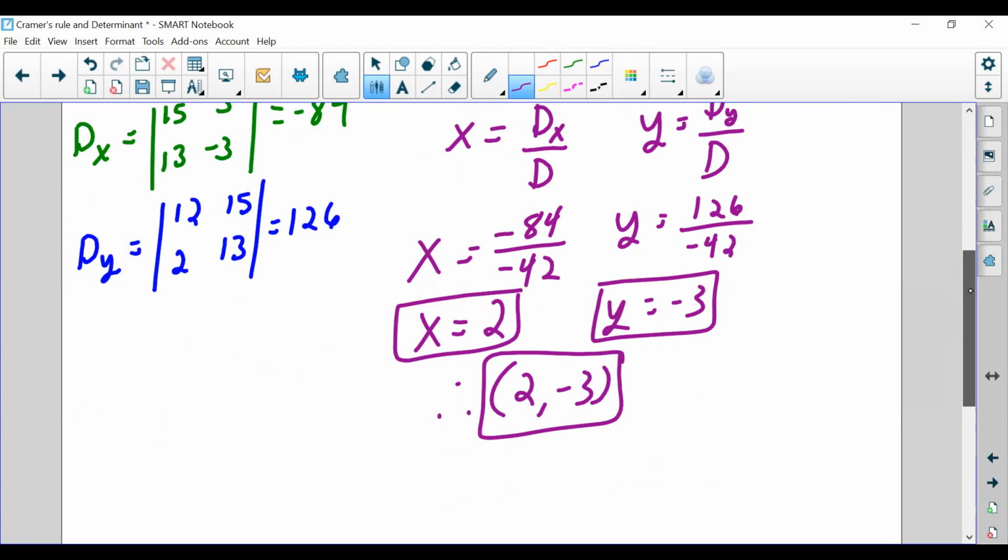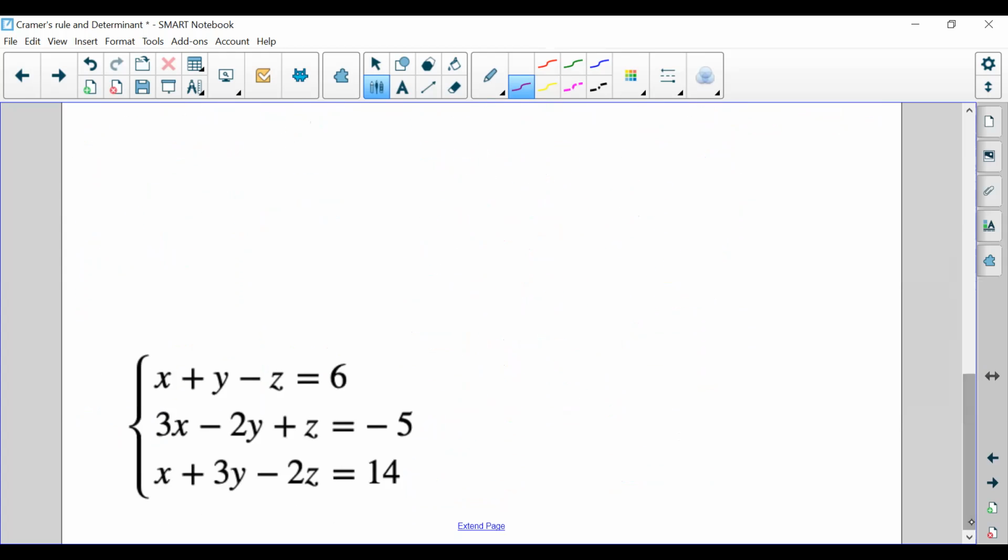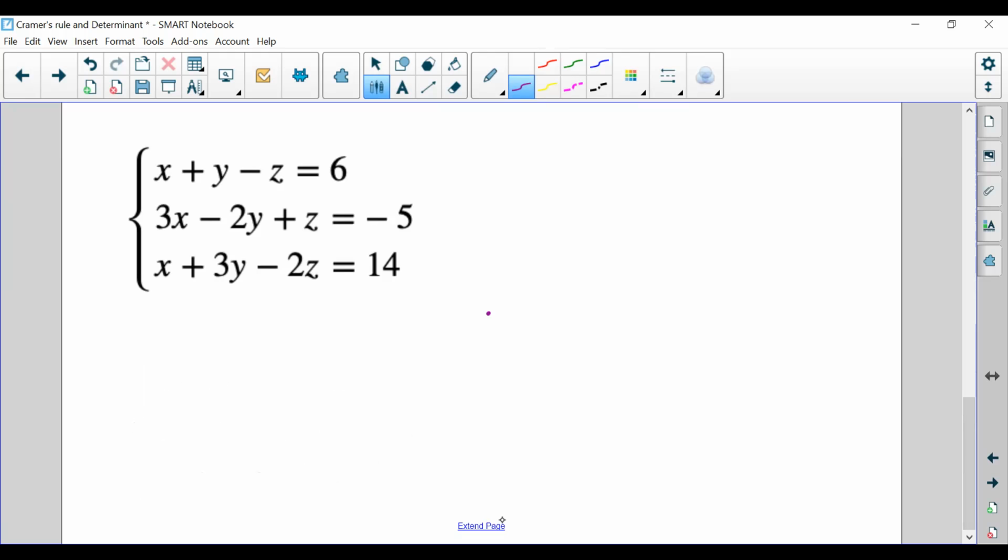All right, I'm going to set up the next one, then I'm going to have you actually solve it. I'll pause and give you a moment to solve it. This time it's a 3 by 3 matrix. Cramer's rule is the same. If I wanted to find the x value, it's going to be d sub x over d. To find the y, d sub y over d. And to find the z, it's going to be d sub z over d.